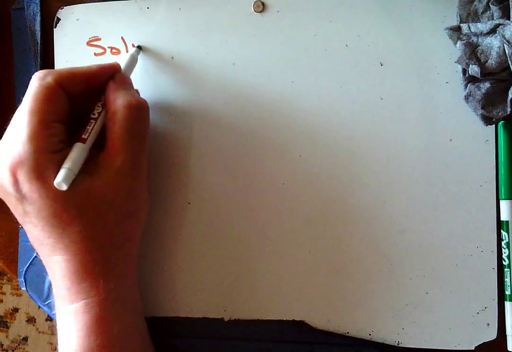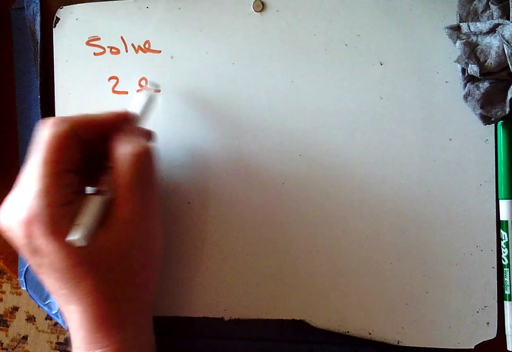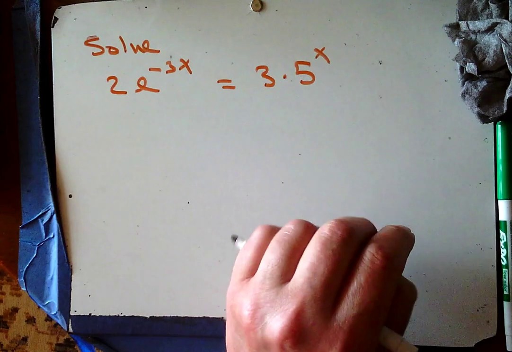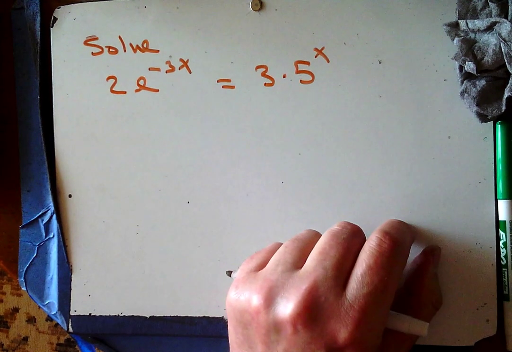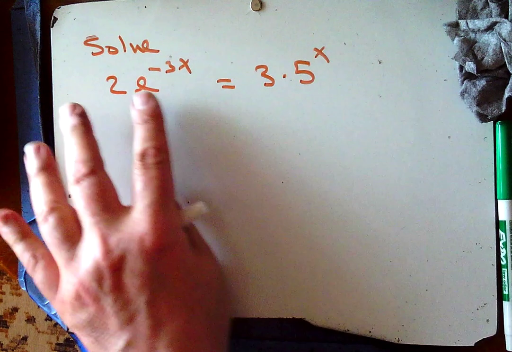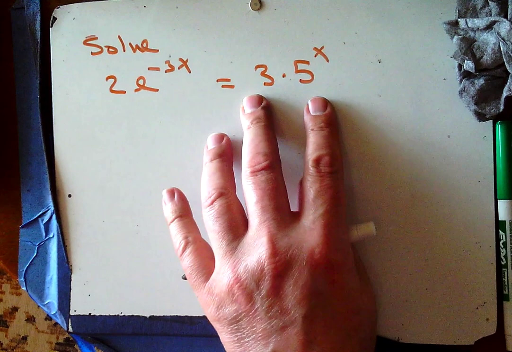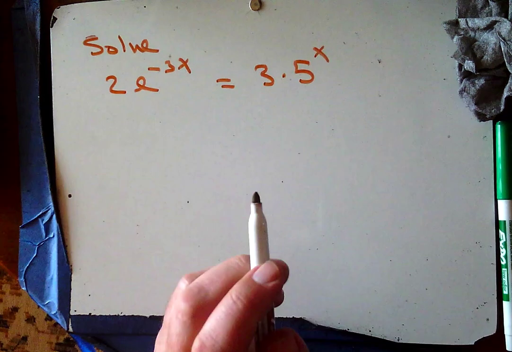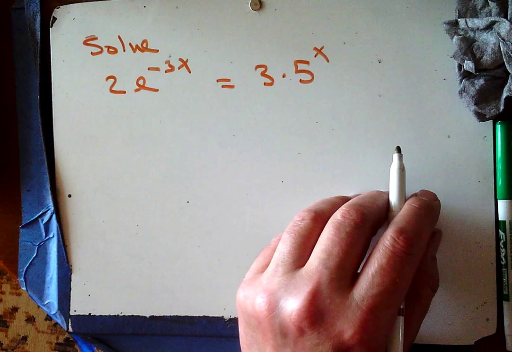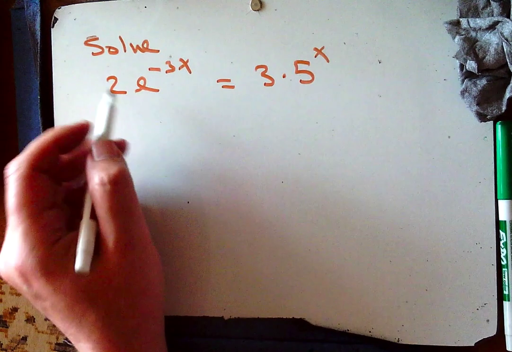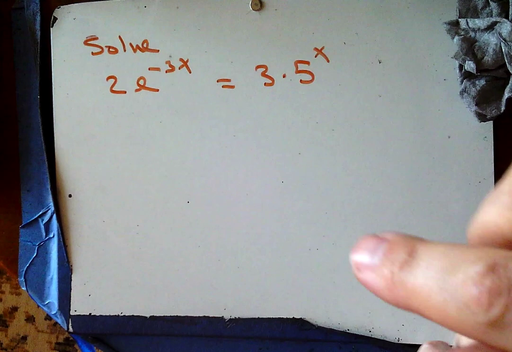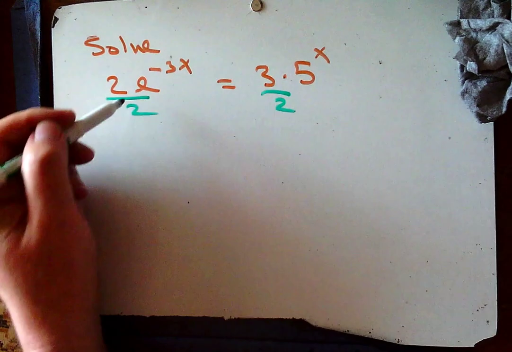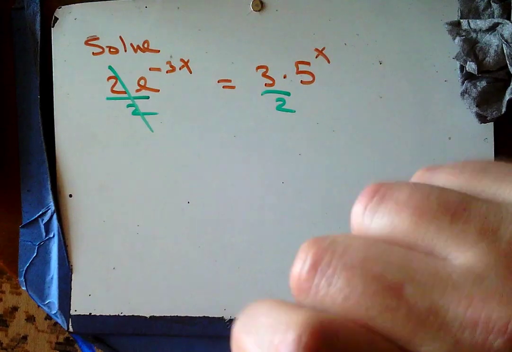Let's solve this one: 2e to the minus 3x equals 3 times 5 to the x. I know I can solve this graphically. I can set this in y1, this in y2, second calculate intersect, and life is easy and happy. But what about doing this algebraically? I might take notes on it in case you see it on our test. It is fair game. You should be able to solve this stuff.